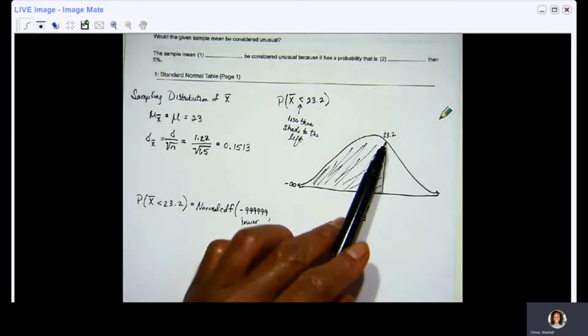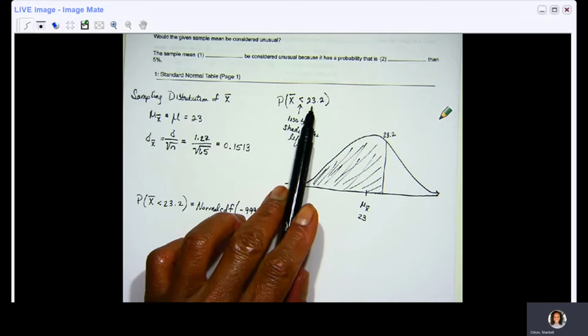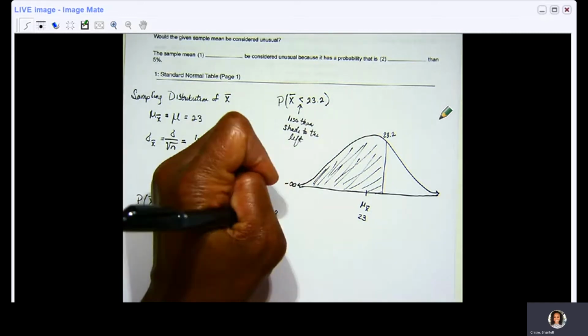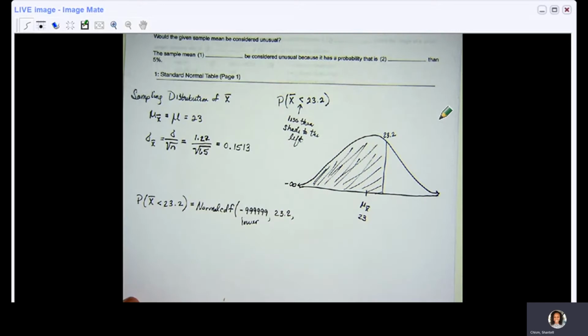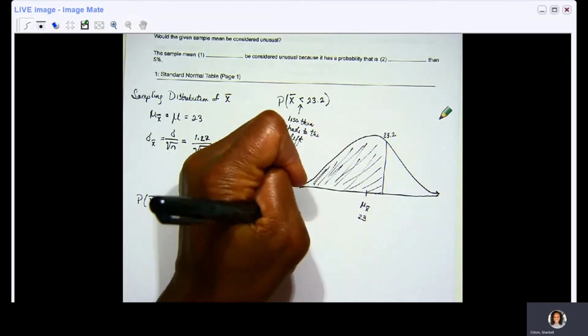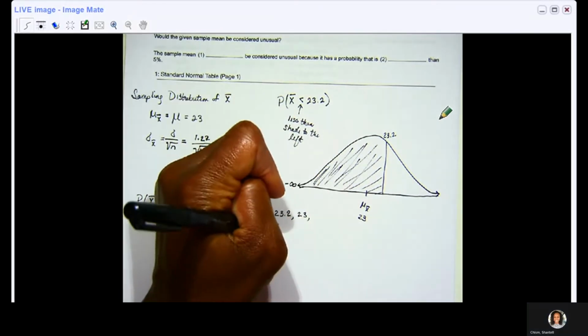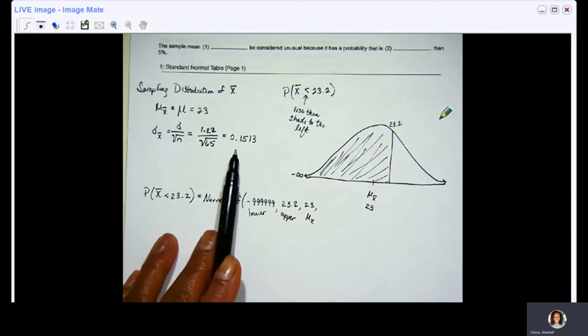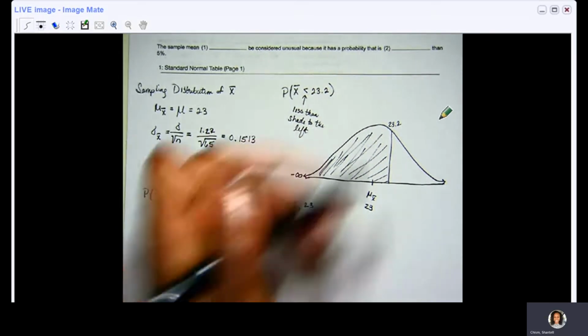Then I have my upper bound, which is the 23.2, the value from the probability statement, 23.2. Then I've got my mean, which is 23. My mean mu sub x. And then I've got my sigma sub x, which is 0.1513.